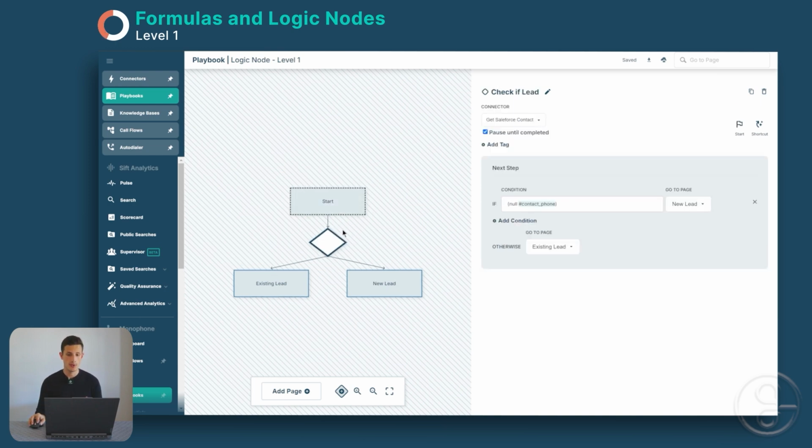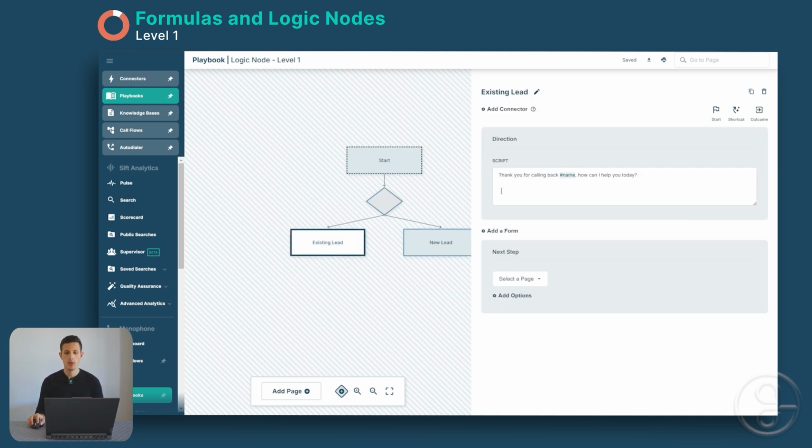So we go into the logic node, and here we are getting information about the caller based on their number from the Salesforce system. Here we're checking the information we got. If this information was empty, so we didn't get anything, then it's a new lead, and it goes to the new lead page. If it isn't empty, that means we got something, so it's an existing lead. Otherwise, we go into the existing lead page: thank you for calling back, with the personalization name. Thank you for calling back, Sebastian. How can I help you today?